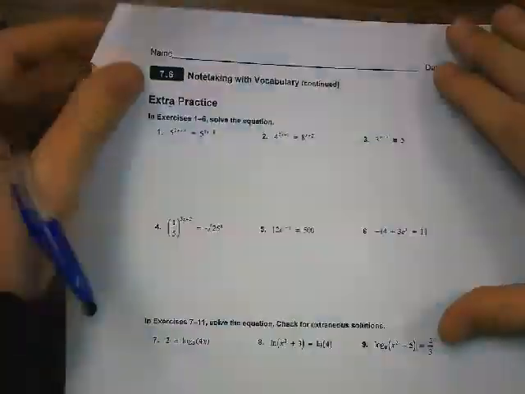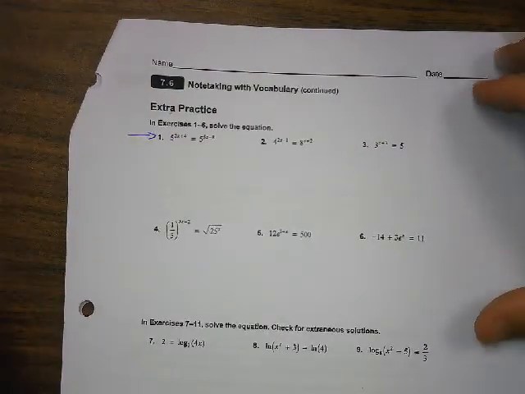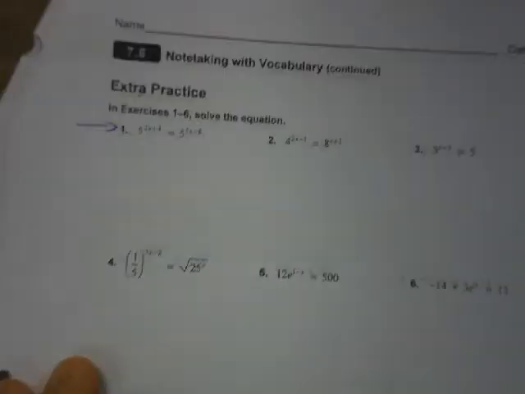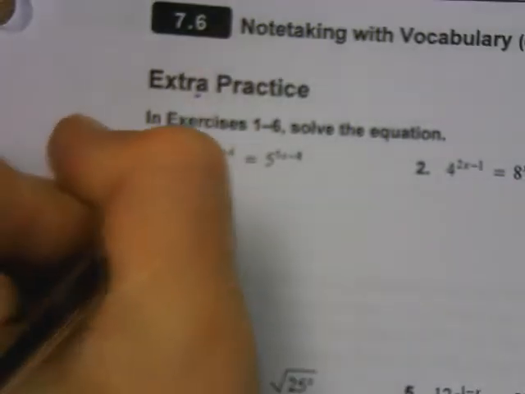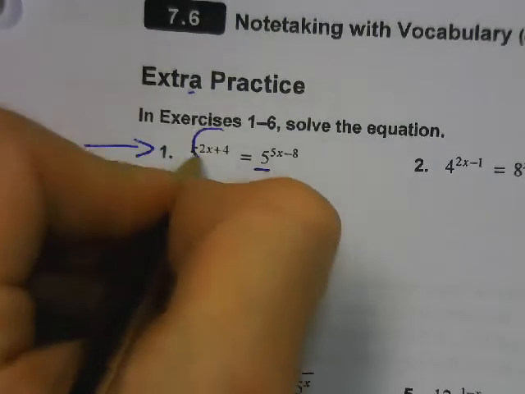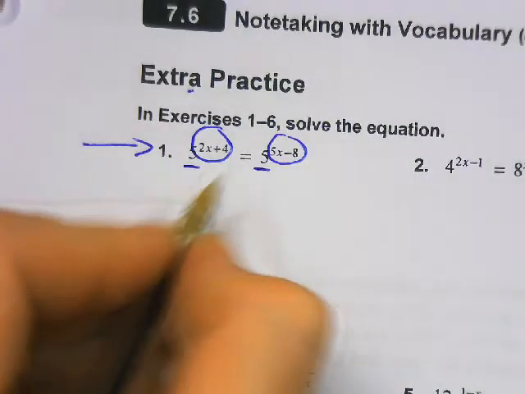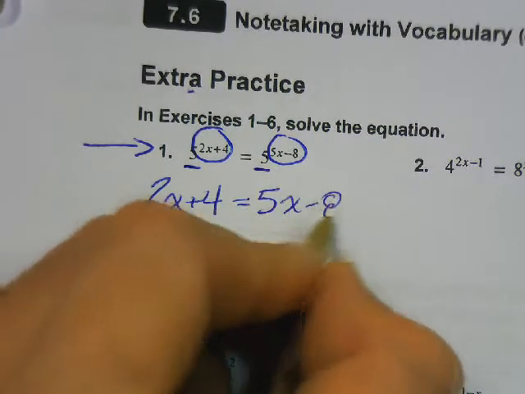One of the fun things about doing exponential functions and having to solve them is we know a couple of shortcuts. One of the ones that we've recently explored is when you have like bases. So 5 is my base here, and then on the other side, 5 is my other base. When my bases are like, I can take my exponents to solve them. So in this case, 2x plus 4 equals 5x minus 8.